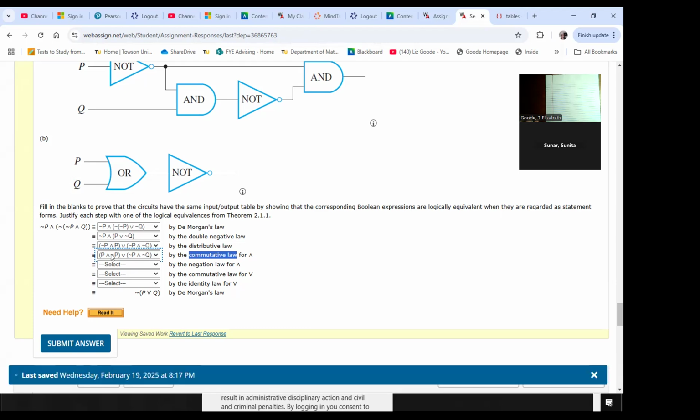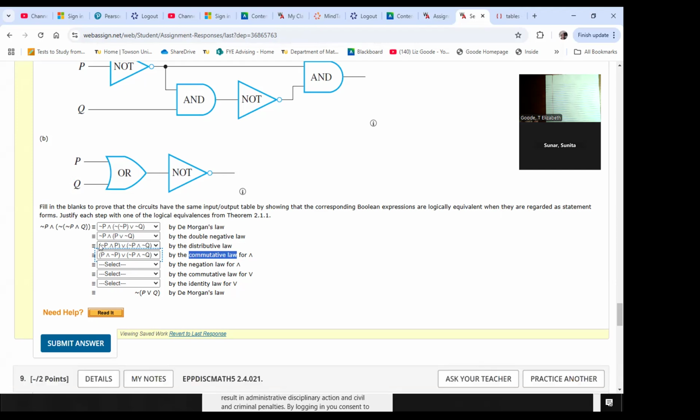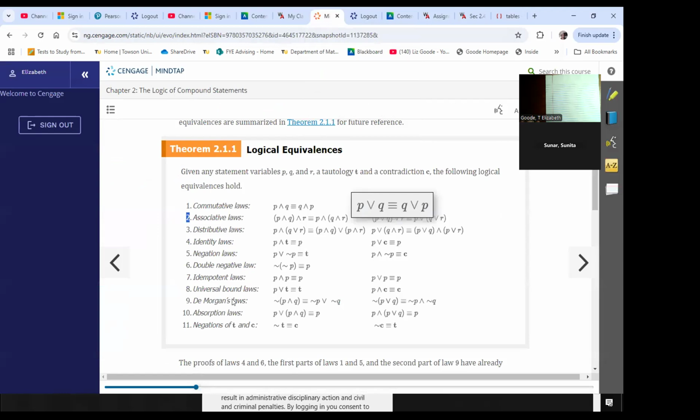So that's right. We switched the positions of the not P with the P across this little and operator here at first. So yeah, that's definitely good. Now it says we're going to use the negation law. Let's just review the negation laws. They tell us if we have P or not P, it's a tautology. And they tell us if we have P and not P, it's a contradiction.